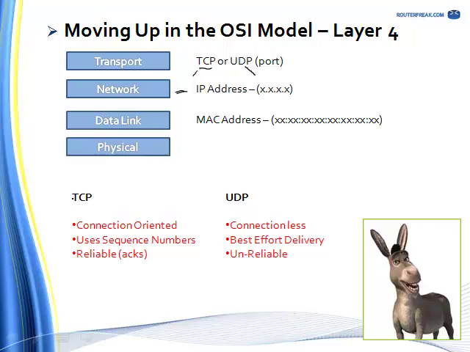Real quick, TCP/IP is connection oriented, uses sequence numbers, and is, like I said, reliable. What that means is it uses acknowledgments, and we'll start talking about what a three-way handshake is and how that relates to what we're doing. UDP is connectionless, is best effort delivery, and is unreliable. So let's look at UDP and see if we can answer some of these questions.